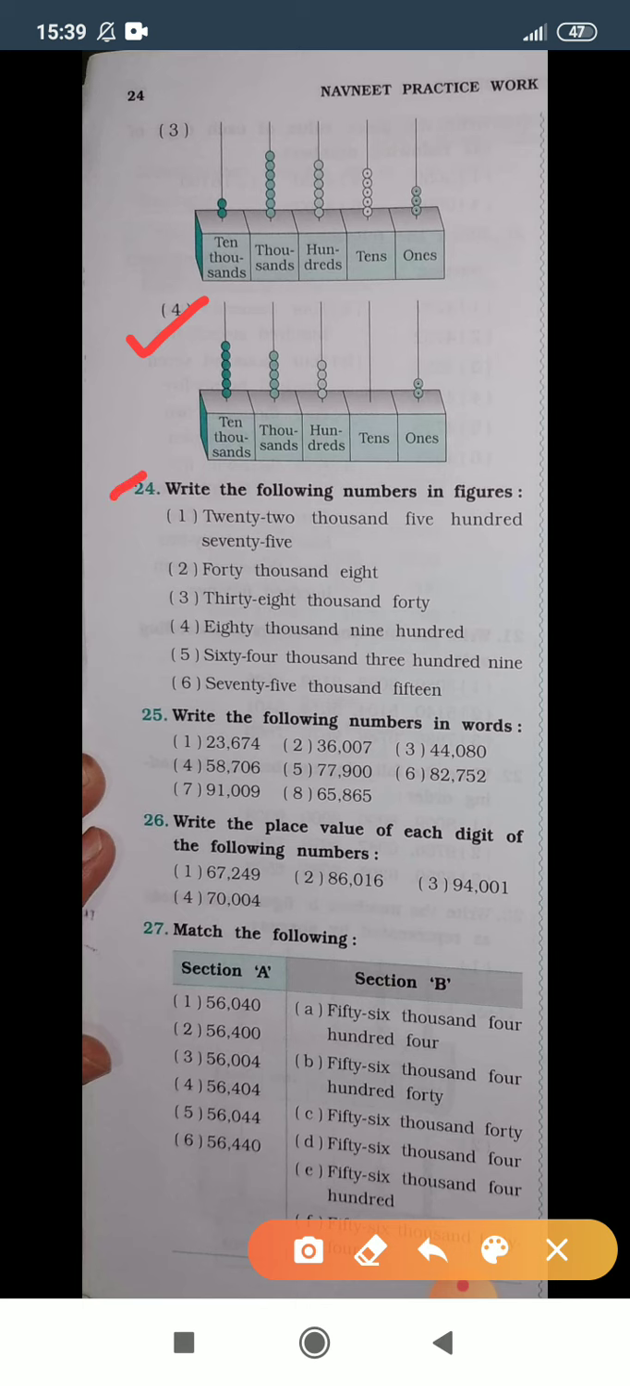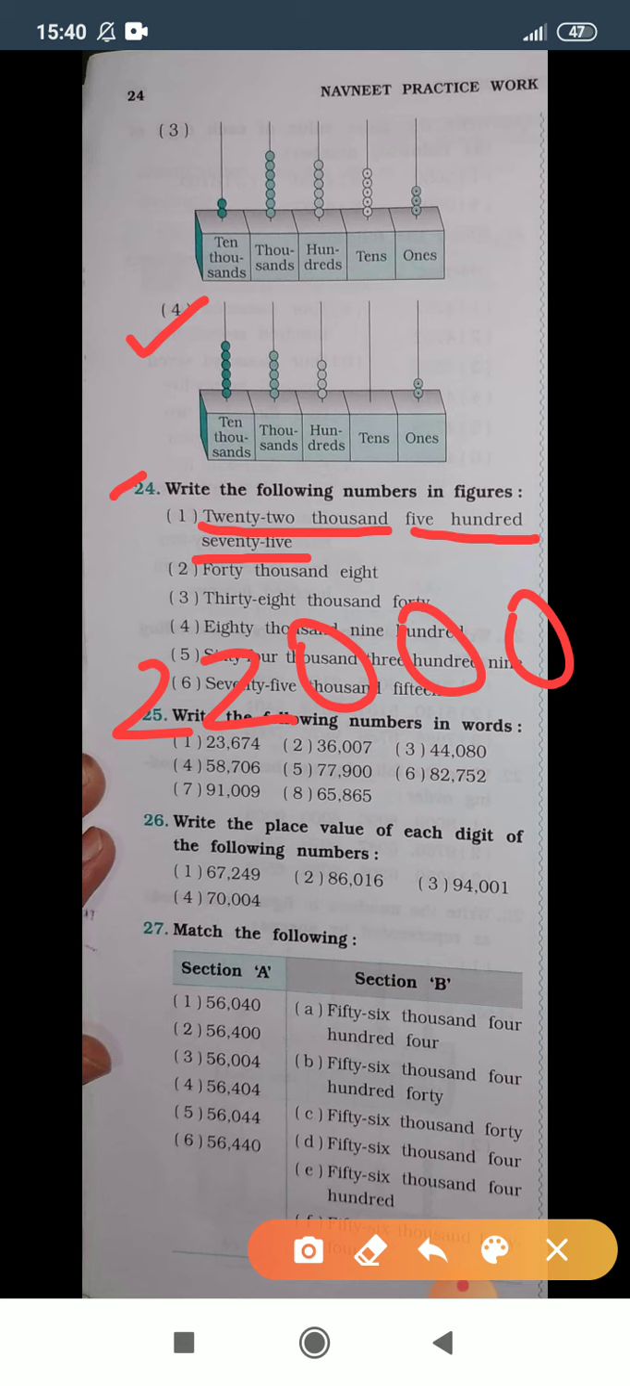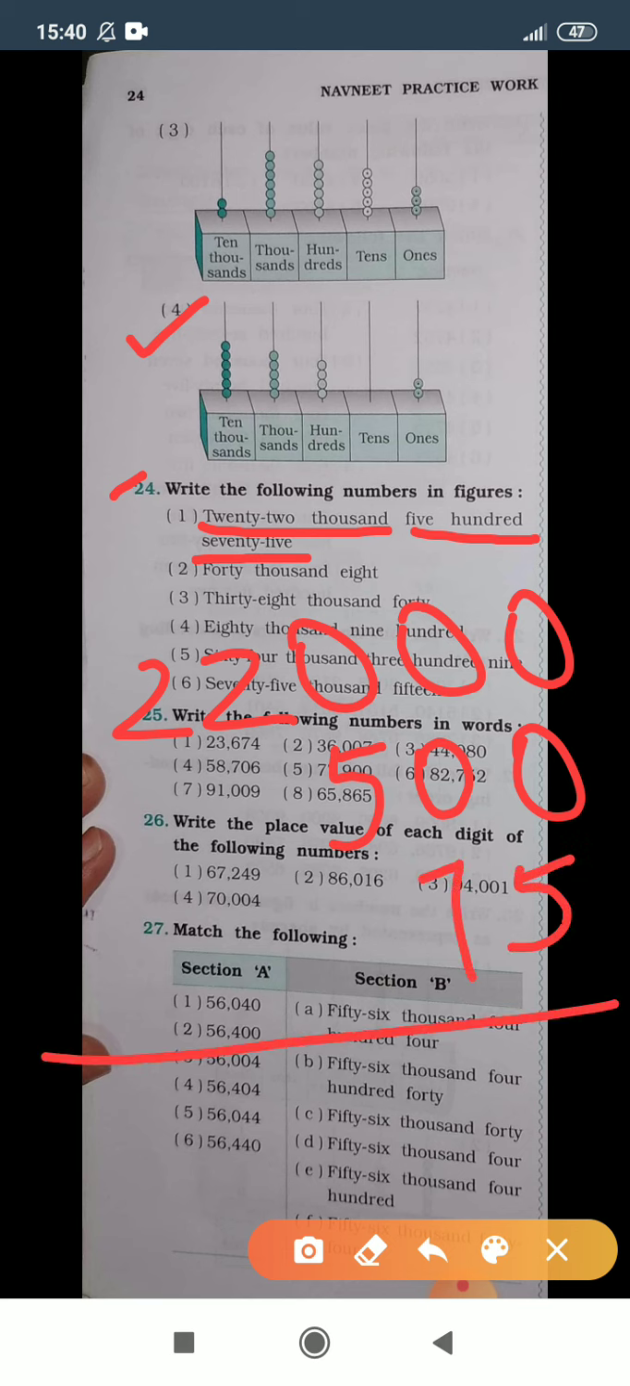Question number 24, write the following numbers in figures. Now words were given and you need to write this in figures, that means in numbers. Let's see the first one. We'll first divide this into different words. 22,575. Let's start. 22,000, that means 22 and 3 zeros, then 575. Add these numbers.